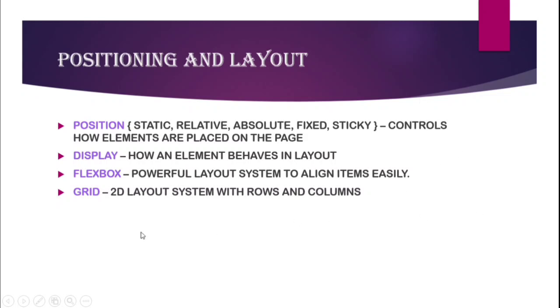Okay. Then we have the flexbox. Flexbox is another powerful layout system to align items easily. So for the display method, we have flexbox as well as grid. These two are the most important, most powerful display methods and layout systems that we have here, flexbox as well as grid. Grid is nothing but the 2D layout system with rows and columns. So it will create rows as well as columns, and based on that format we will create a grid. So this grid is used for display. Okay, so these two are very important, flexbox and grid.